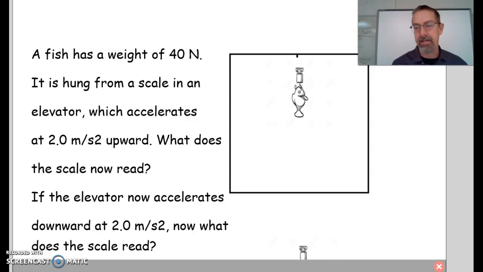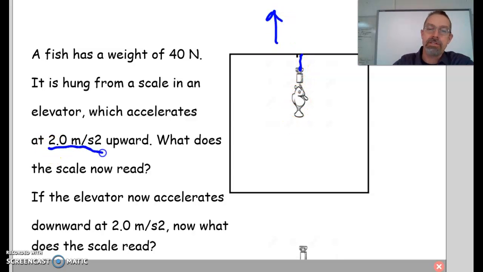So let's say you've got an elevator, and for whatever reason, you decided to hang a fish from a scale in this elevator. That's probably not really something that should be recommended, especially if you forget the fish. It's going to be bad for the next people being transported in it. But this fish has a weight of 40 newtons. Okay, so we're going to remember that. It is hung from a scale in an elevator, and this elevator is going to accelerate upward at 2 meters per second squared. So when it does that, what is this scale going to read when this fish initially weighed 40 newtons on this scale? What's it going to read now?